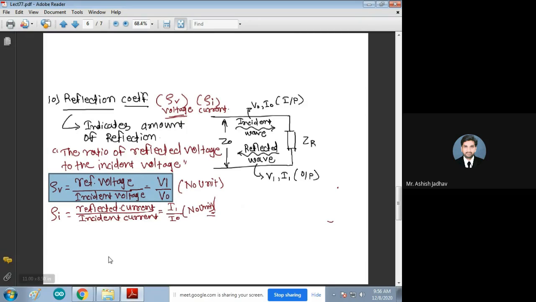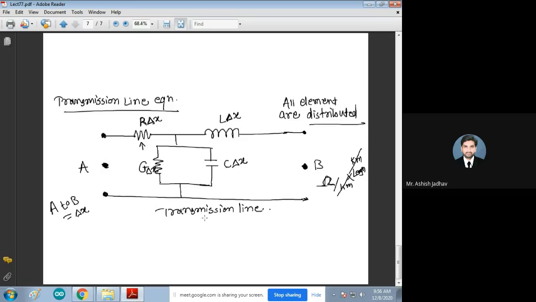Similarly, we can write this for current. The reflection coefficient for current is equal to the reflected current divided by the incident current, that is I1 upon I0, right? So this is how we define the reflection coefficient. Then this is the transmission line we have discussed.